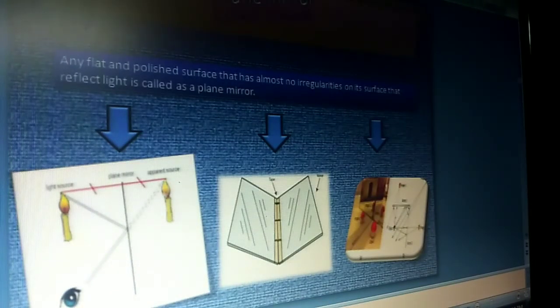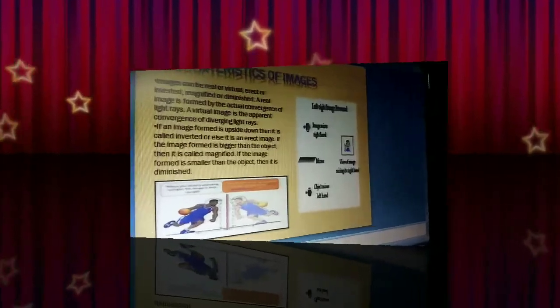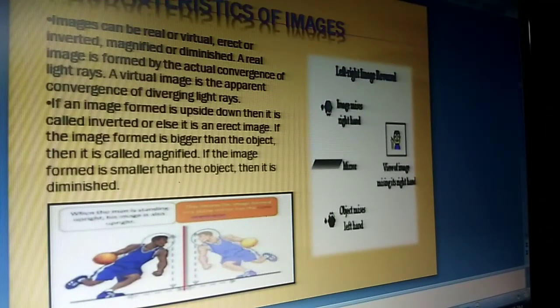A plane mirror is any flat surface which is polished on one side, without any irregularities, and the other side is coated. It is called a plane mirror, and the surface from where the light will be reflecting is called a reflector. Since the plane mirror surface is smooth, it is called a smooth reflector. There are two types of images, real and virtual, but a plane mirror always forms virtual images.